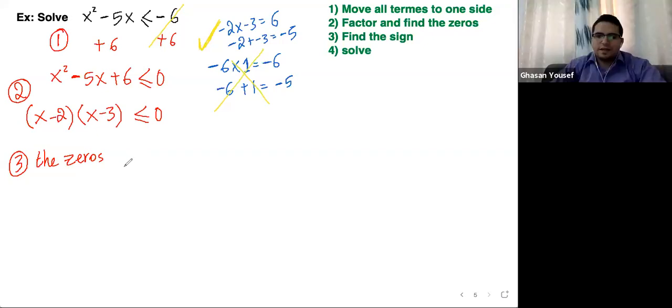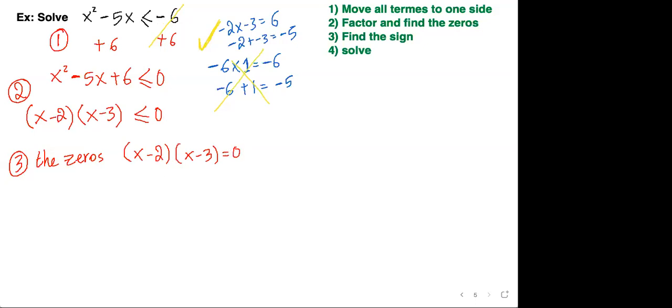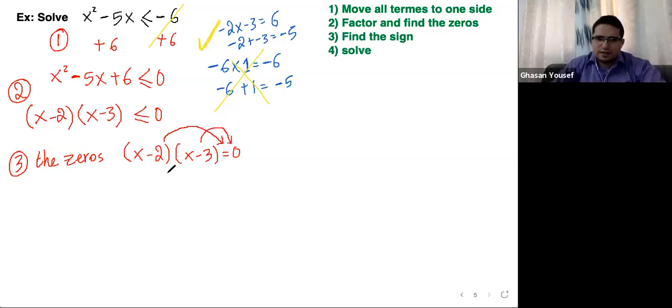This is correct, but to find the zeros, I have to make this equal 0. So how can I solve x minus 2 times x minus 3 equals 0? You can just set up the equations x minus 2 equals 0 and x minus 3 equals 0. Exactly, this is called the zero product property.